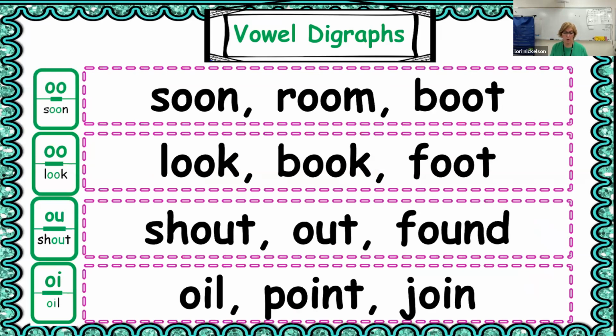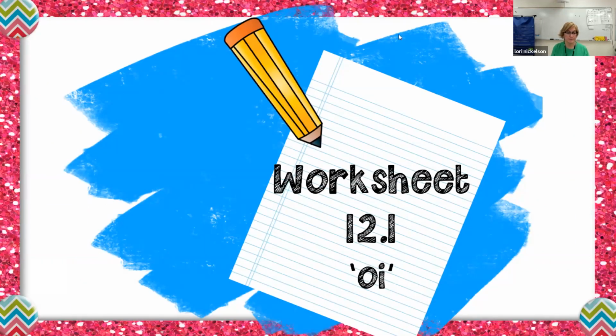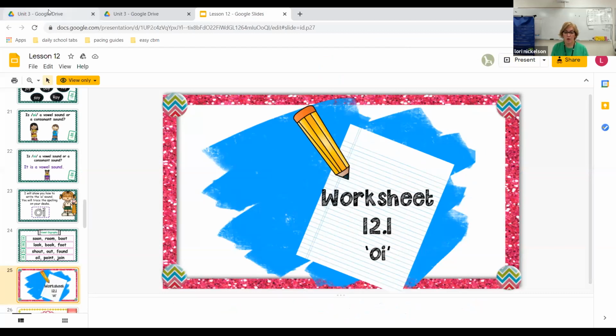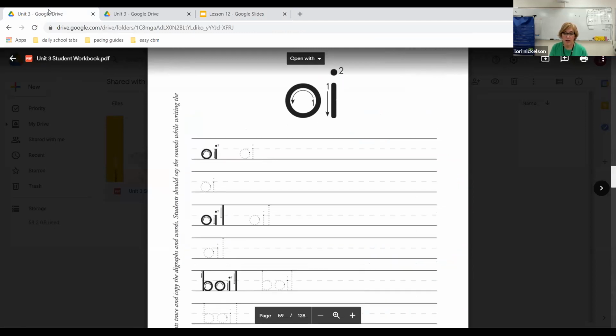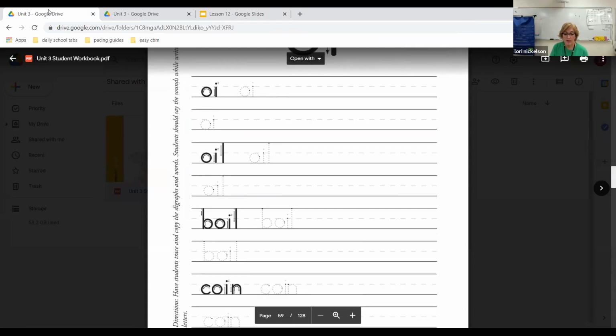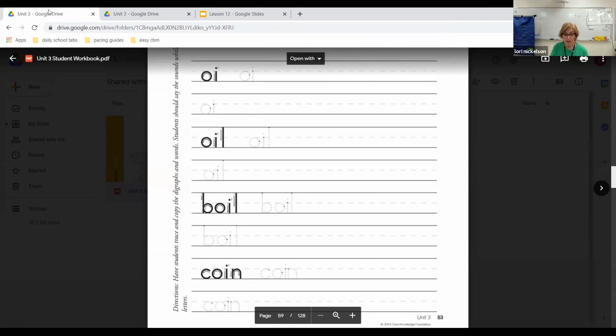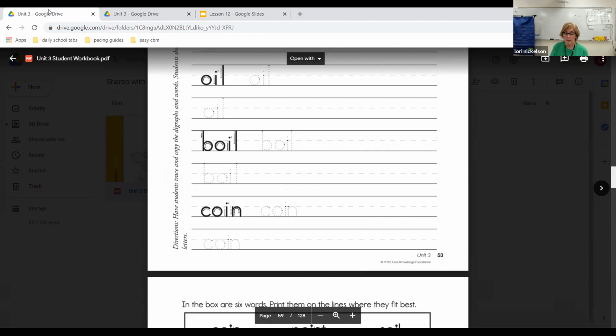So let's look at our worksheet 12.1. Notice we have the oi sound on this sheet. I want you to practice writing the oi sound on both lines. Then you've got the word oil. I want you to practice it on both lines. The word boil on both lines and the word coin on both lines. Please don't just write them one time. Please at least put a finger space between your words and write them, okay? You need to make sure you practice your handwriting, please.